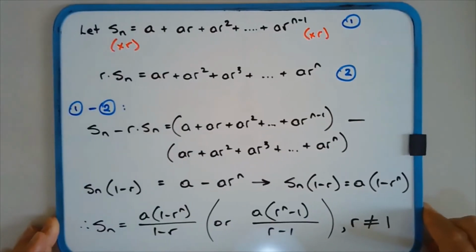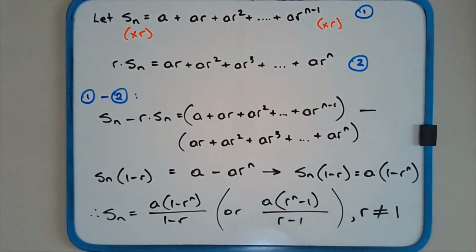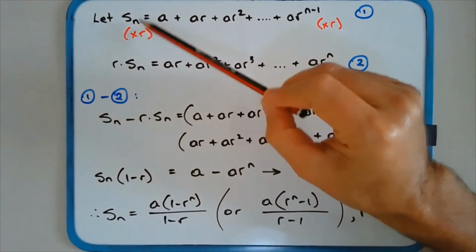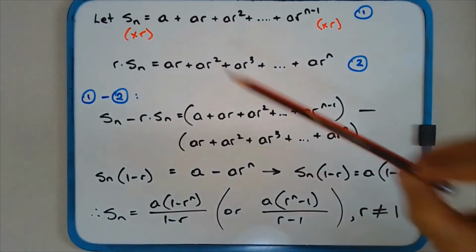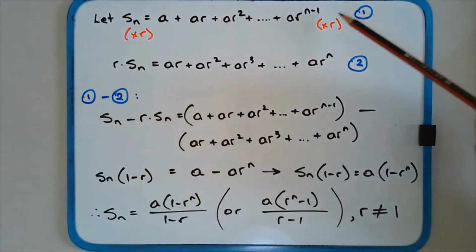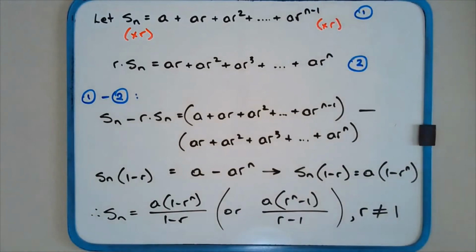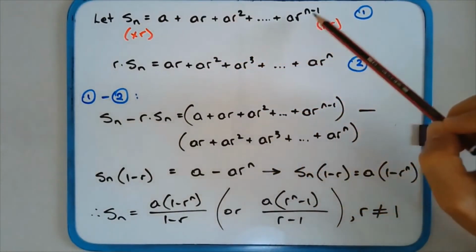So let's derive the formula for the sum of the first n terms of a geometric series. So let Sn, the partial sum of the first n terms of a geometric series, be a plus ar plus ar squared plus ... plus ar to the power of n minus 1. So first term, second term, third term, and so on, right up to the last term.